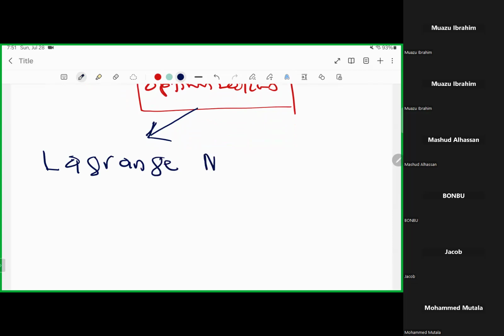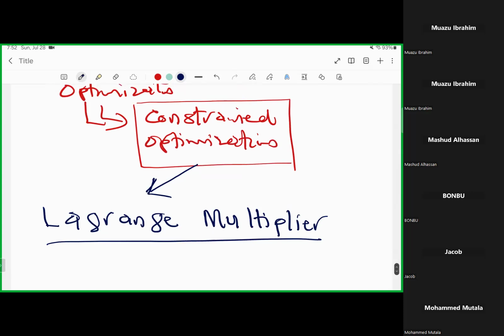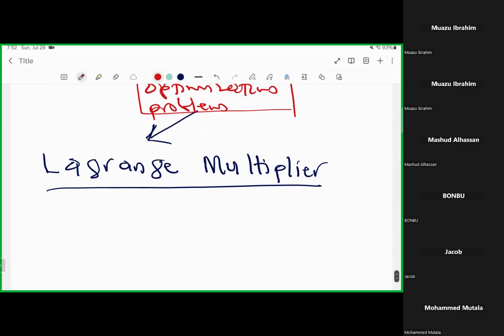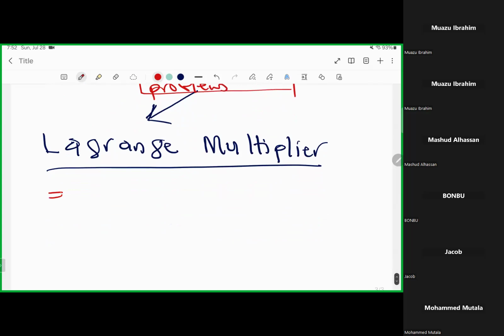You use what is called the Lagrange multiplier. So how is this Lagrange multiplier set up? The Lagrange multiplier is set up in a way that you will be able to use it to solve constraint optimization problems. Now, under the Lagrangian multiplier, you have two functions.